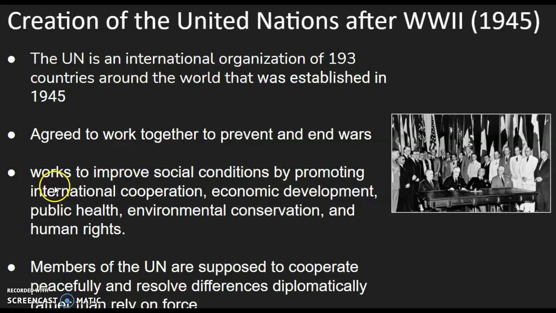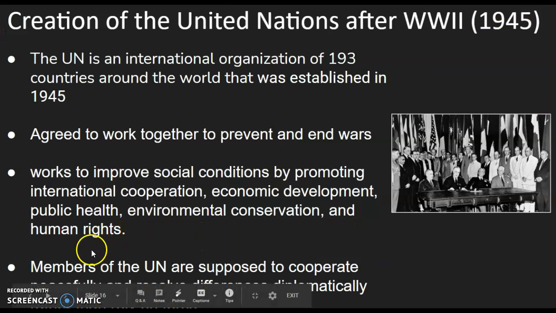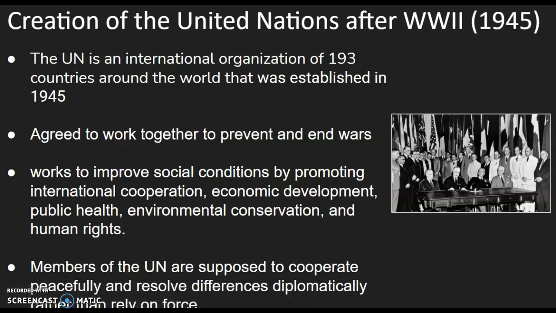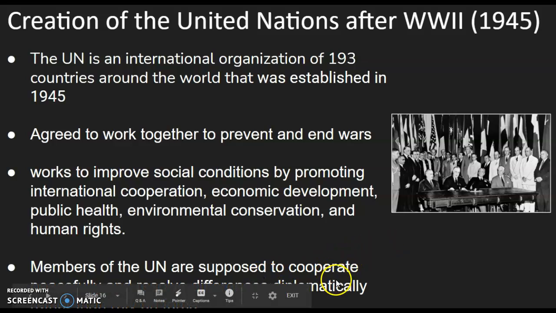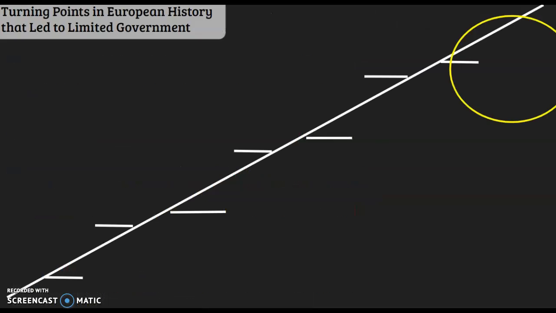Okay, some of their main focuses or goals were to work to improve social conditions by promoting international cooperation, in other words, countries cooperating together, economic development, okay, helping countries develop strong economies, taking care of public health, environmental conservation, okay, and human rights. Now, the members of the UN are supposed to cooperate so that they can prevent future wars. They don't want to have any other wars. They want to make sure that these countries are cooperating peacefully, and if they have any differences, they settle it diplomatically. In other words, they will talk to one another before going to war or doing something by force.